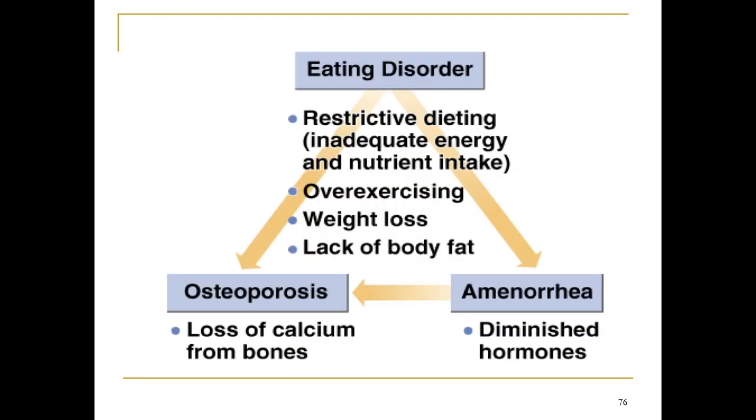I mentioned before something called the athletic triad. So restrictive dieting, which basically just means inadequate energy and nutrient intake, as well as over-exercising and weight loss and lack of body fat, can combine with or cause amenorrhea, which is the cessation of the menstrual cycle. This can lead to diminished hormones and loss of calcium from your bones. The eating disorder can also lead to osteoporosis.